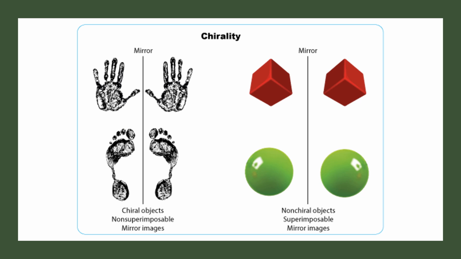So when you talk about chirality, non-chiral objects are superimposable. If I took a cube and looked at it in the mirror, it doesn't matter. I could take those two images and put them on top of each other. We get one cube. Same thing with a sphere. But something like your foot or your handprint, it doesn't work that way.